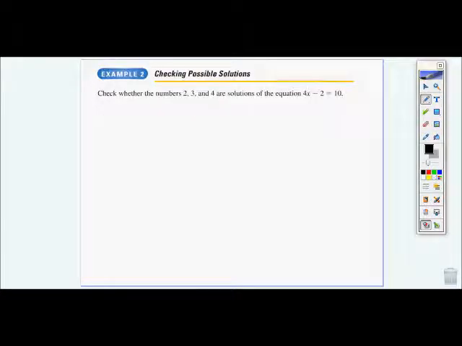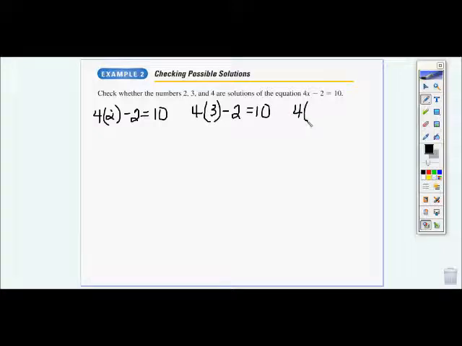Moving on, tell whether the numbers 2, 3, and 4 are solutions of the equation. Same thing, we have a little bit more complex equation here, and we have 3 numbers to check. So we'll do the same process, substituting in. I'm substituting 2 first. Does that equal 10? Next, I will substitute in the 3. I'm just writing all my equations first, and then I'll solve those. And then I can substitute in the 4 for my x value.